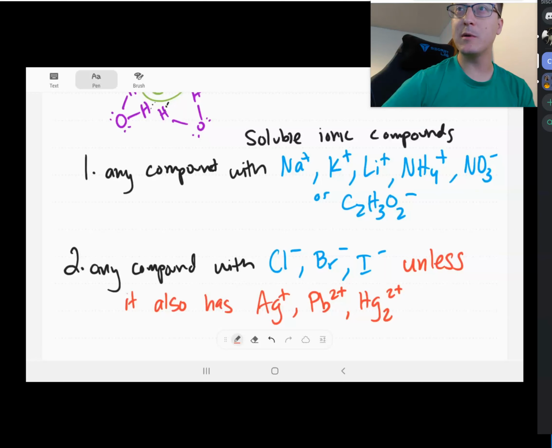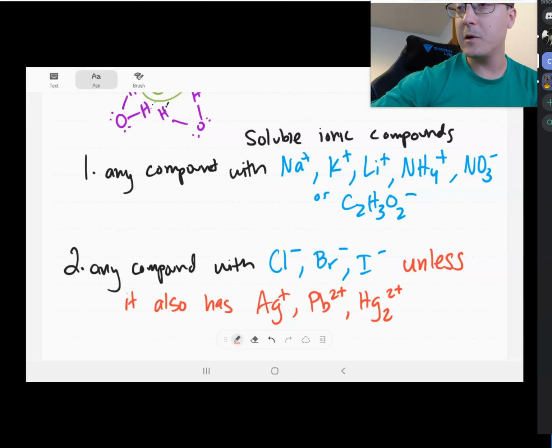Okay, so how we interpret this second phrase is anything that has chloride, bromide, or iodide will be soluble unless it also has silver, lead, or mercury in it. So that's telling us that silver chloride is not soluble. We are going to talk about that, Tiffany, when we talk about molecular compounds being soluble in water. Absolutely. But first I want to go over just ionic things.